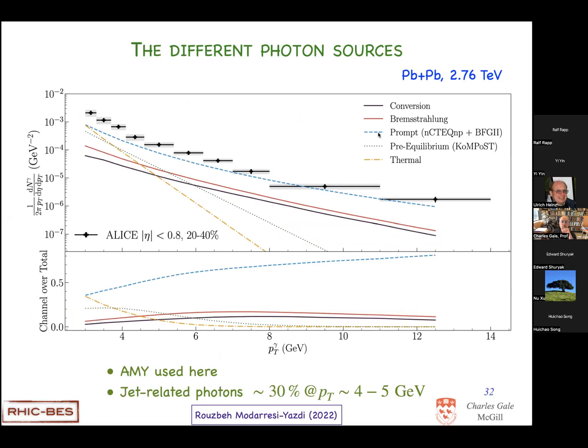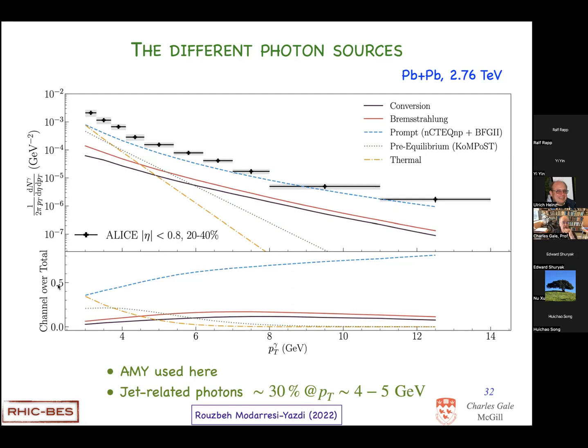So here's the prompt contribution, the very, very early contribution you've heard about earlier, and it's dominating at low pT. And this is for, at least, photons at 2.76. And the conversion contribution, the new one, is shown in black, and the bremsstrahlung contribution is shown in red. There's a pre-equilibrium contribution I just told you about by CoMPoSt, shown in green, and a thermal contribution, which is important at lower pT, but it rapidly dies. If you go from low pT to intermediate pT, and at high pT, it's basically gone.